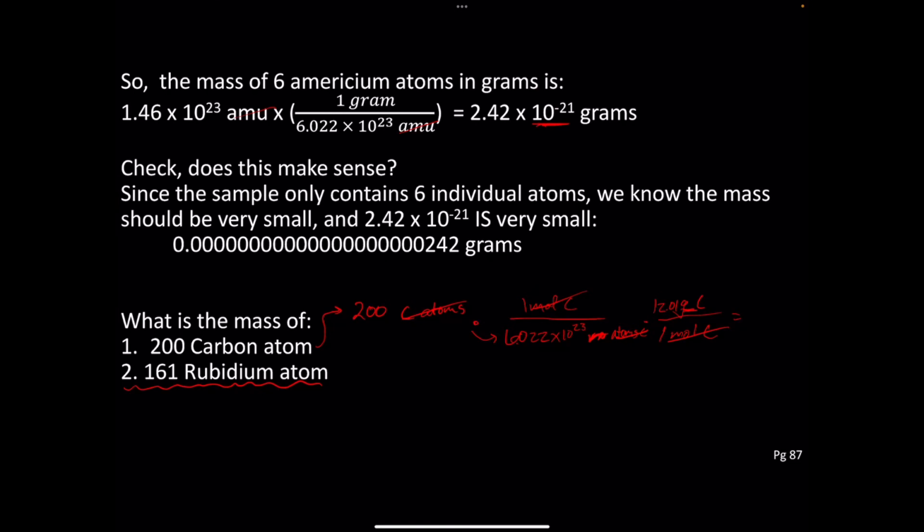You'll use the exact same process here, except you'll use the periodic table value for rubidium instead of the periodic table value for carbon. That'll be the only thing that's different, and then you can plug that into your calculator and compute.